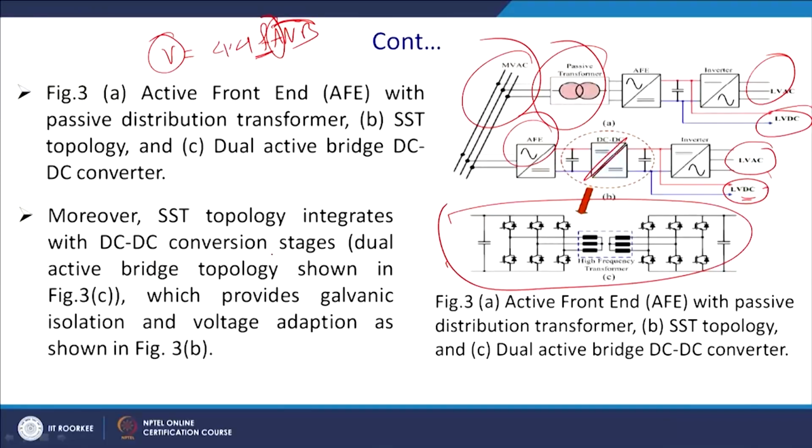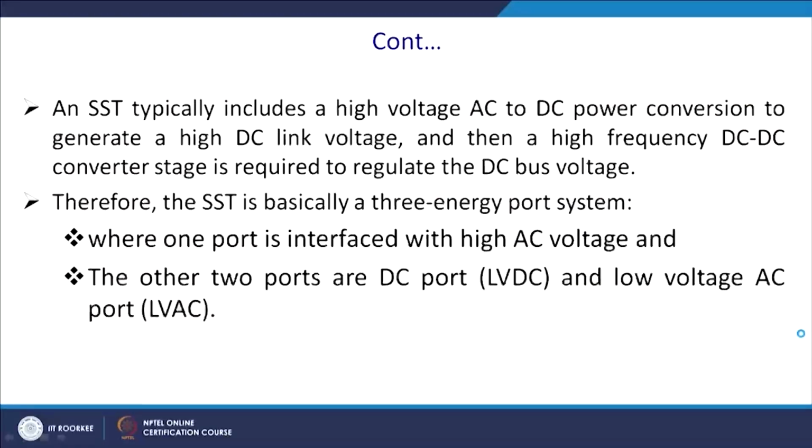Moreover, the SST topology integrates the DC to DC conversion stage, the dual active bridge topology shown in figure 3c, which provides the galvanic isolation and the voltage regulation as shown in figure 3b. Now, typically an SST includes the high frequency AC to DC power conversion, which generates a high DC link voltage, and then a high frequency DC to DC converter stage is required to regulate the DC bus voltage. This is the way it will work.